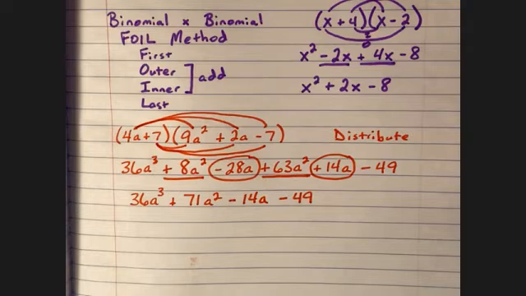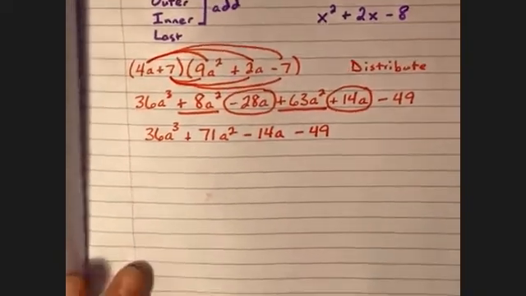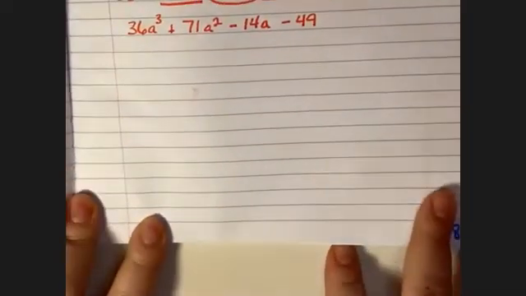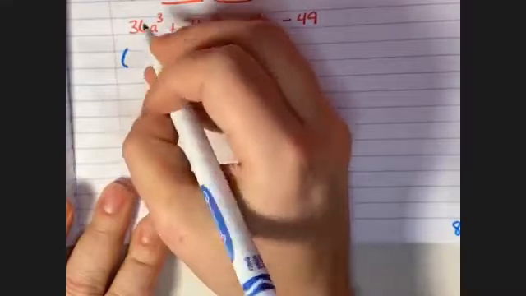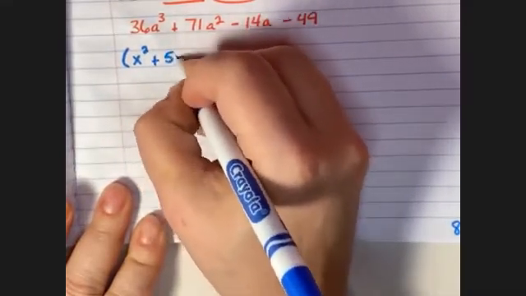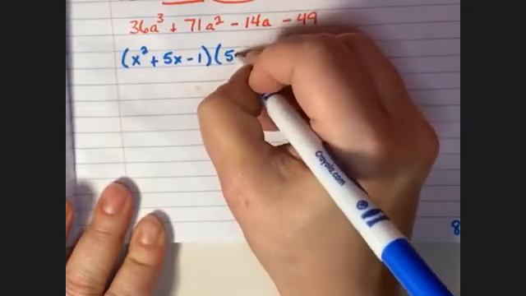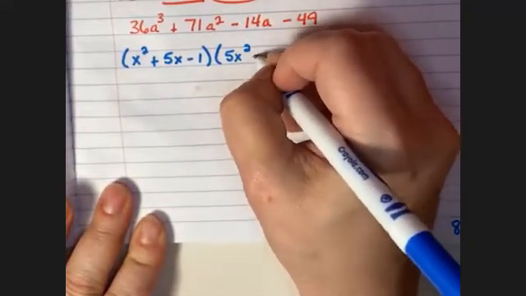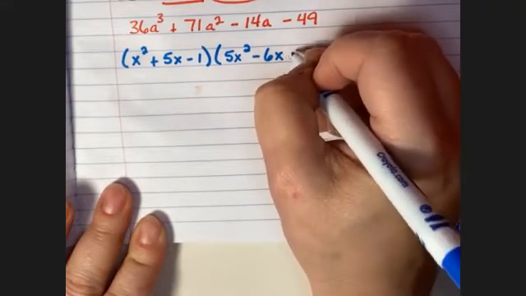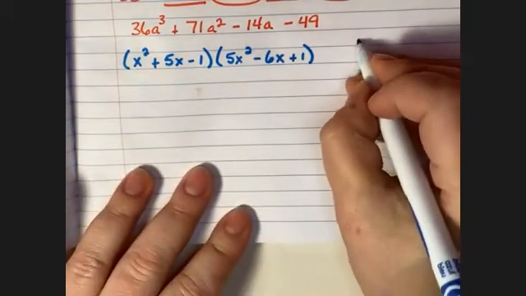Now, there's one other way that I want to show you, and it works whether you're doing a binomial times a binomial or even a monomial times everything. But in this particular case, we're going to look at a trinomial times a trinomial. So if I have this, x squared plus 5x minus 1 times 5x squared minus 6x plus 1, I could distribute just like I did a second ago, or I can do what is known as the box method.